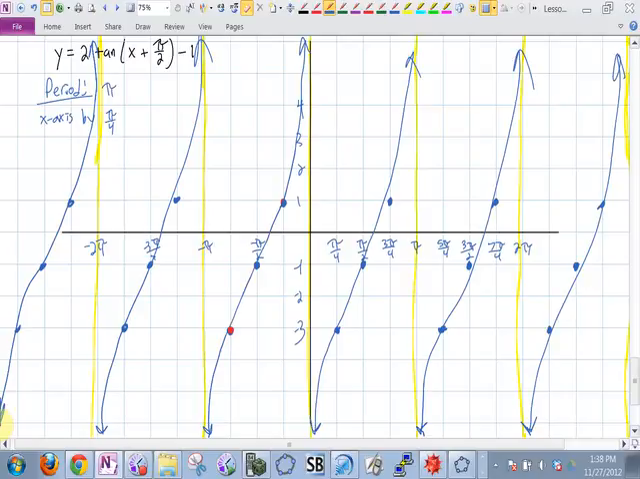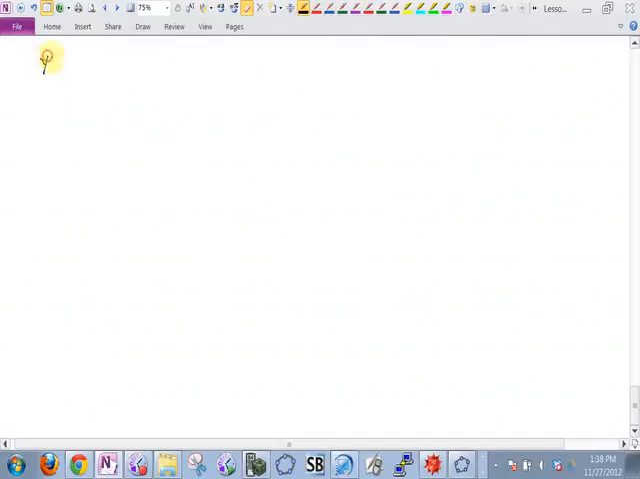Shall we do one more? Even nastier? Just gonna make it up. y equals negative 1/2 tangent of 1/3 x minus pi over 6, and we won't do a vertical shift.